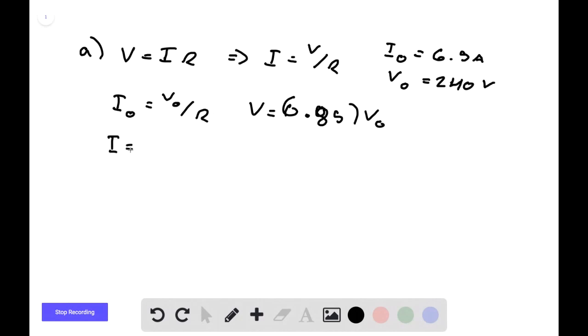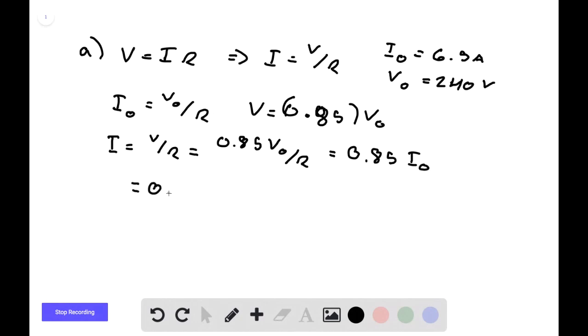Our new current is going to be I is equal to V over R, where R is going to stay the same. We're going to get 0.85 V0 over R, and that's just going to be equal to 0.85 times I0. Since we know that I0 is equal to 6.5 amps, this is just going to be 0.85 times 6.5 amps, or about 5.5 amps. Here I'm using two significant figures to match the number that they gave us in the problem.